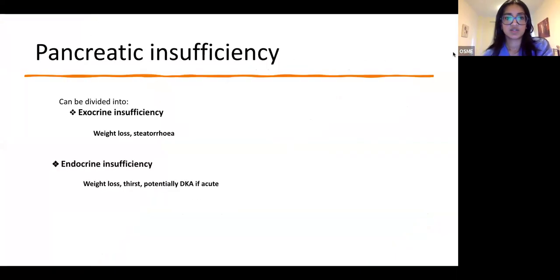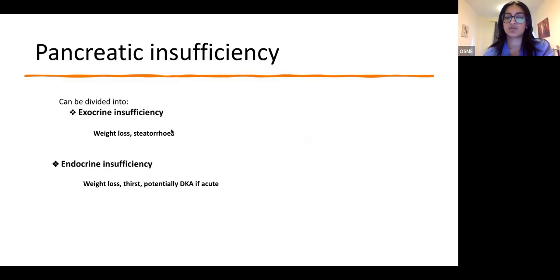That leads me nicely onto pancreatic insufficiency. So this can be divided into two groups. So exocrine insufficiency, which is where you have weight loss, steatorrhea, which is what I mentioned, the fatty stools, which kind of float on the toilet and are difficult to flush. And you can also have endocrine insufficiency. So this would be your diabetes.